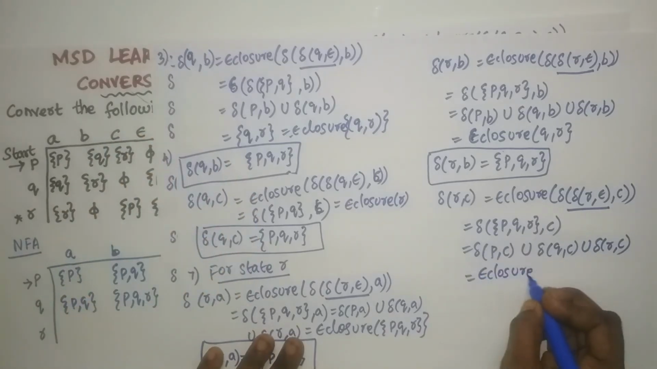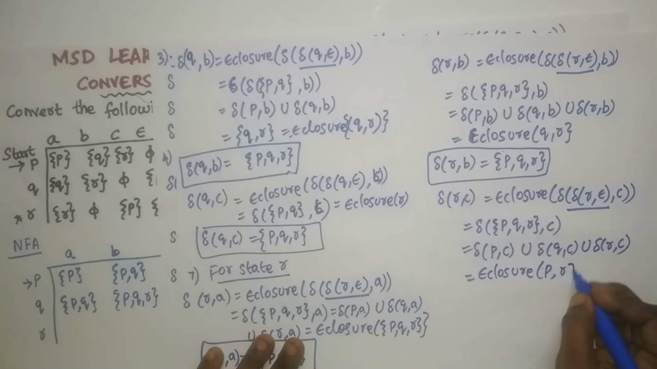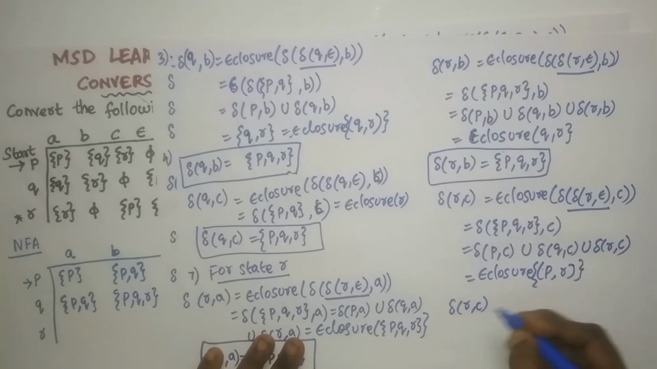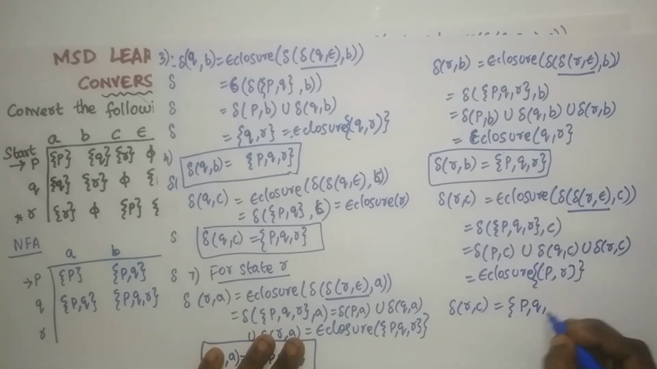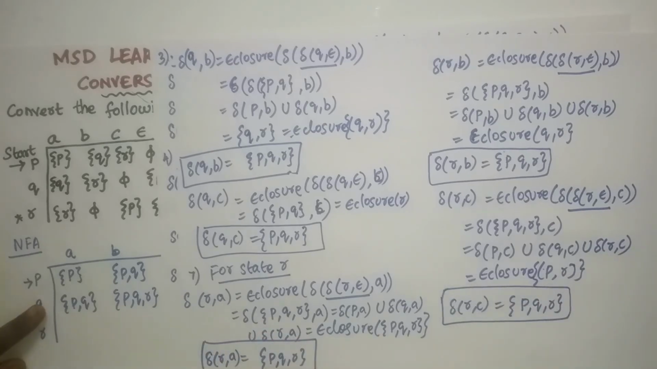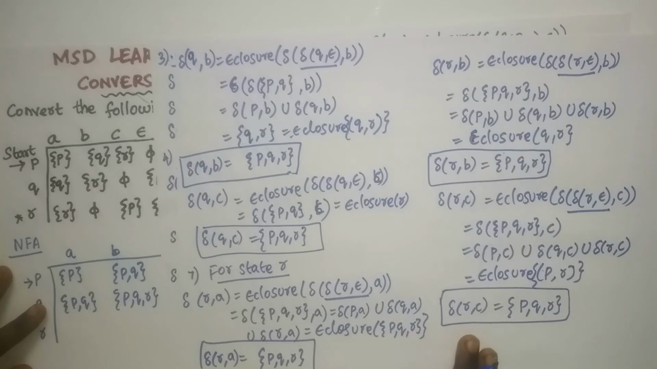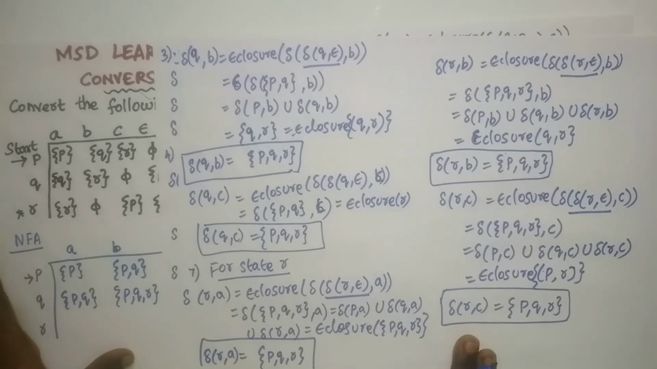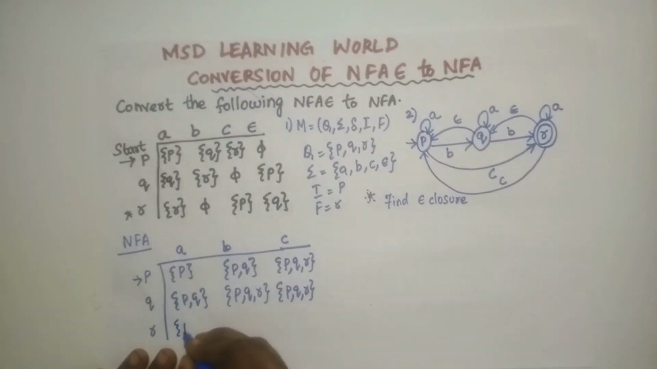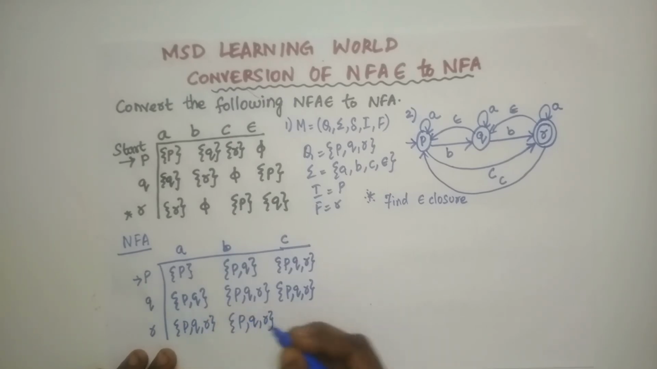So epsilon closure of p comma r will be p, q and r. So delta of r comma c will be again p, q and r. So now we have found out the transitions for r comma a, r comma b, r comma c, which is again p, q and r. So for r also we have now completed the transition. So r comma a is also p, q, r.